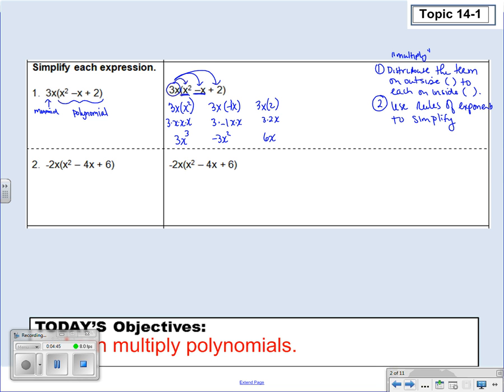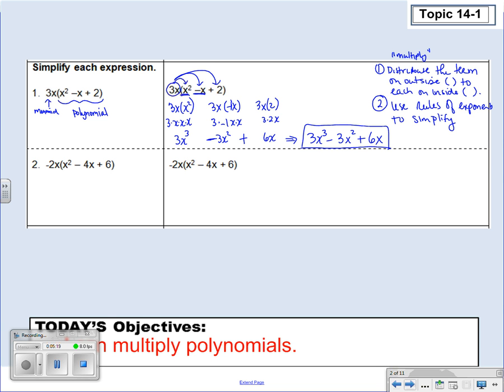Now, our answer, we have to put some addition or subtraction in between them because that's what we started off with. So this negative acts as our subtraction, and since 6x is positive, we're going to put a plus to make it a plus 6. So our answer looks like 3x cubed minus 3x squared plus 6x. And we have now simplified that expression by multiplying the monomial times the polynomial.